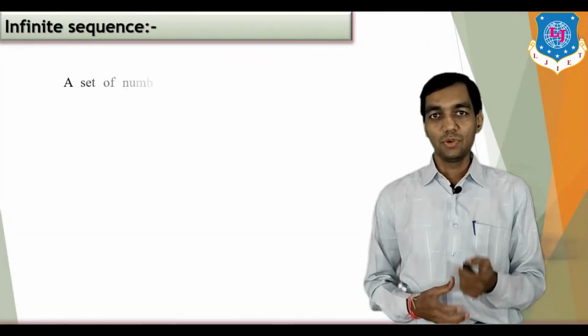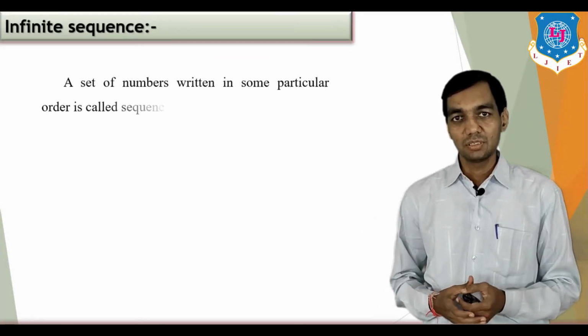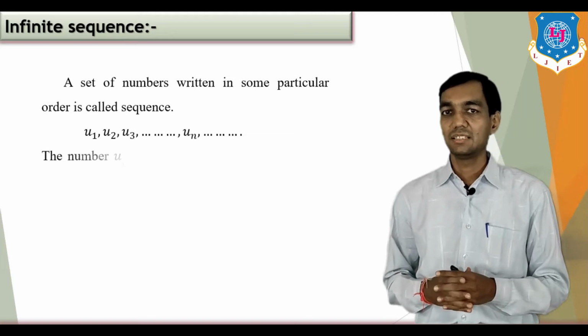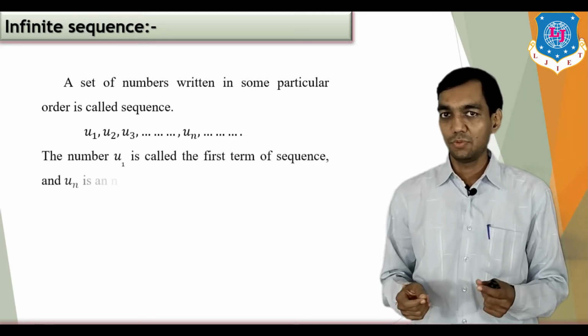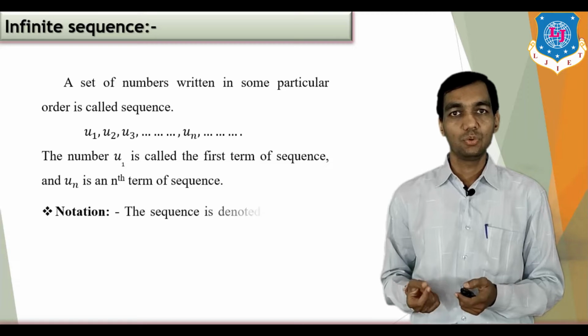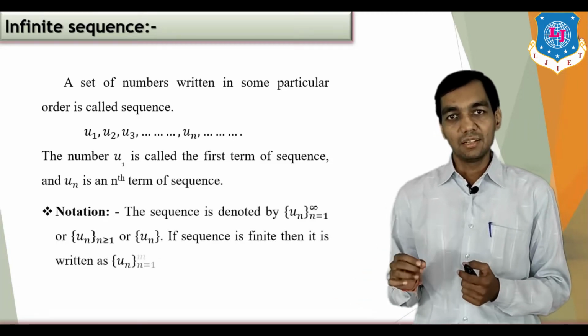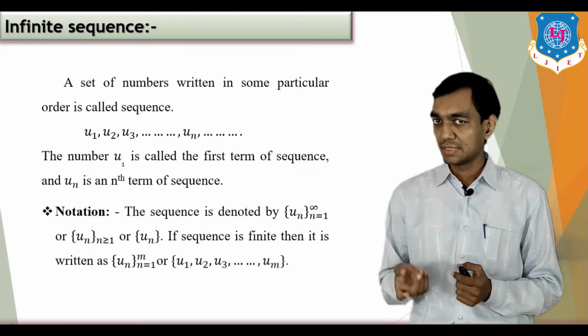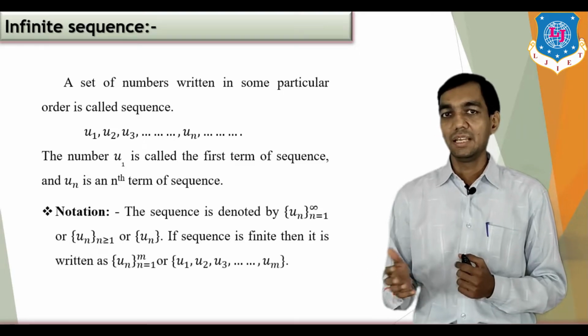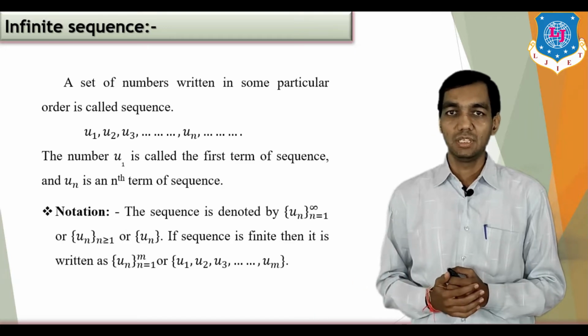Hello everyone. In this session, we are going to start with infinite sequences. So the first topic is infinite sequence. What is a sequence? If you arrange numbers in some particular order, then that is called a sequence, which is written in the form u1, u2, u3, ..., un. Here u1 is the first term, u2 is the second term, u3 is the third term. In general, un is the nth term of a sequence.